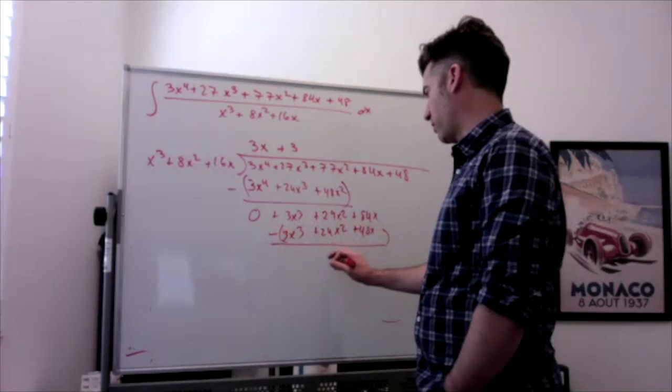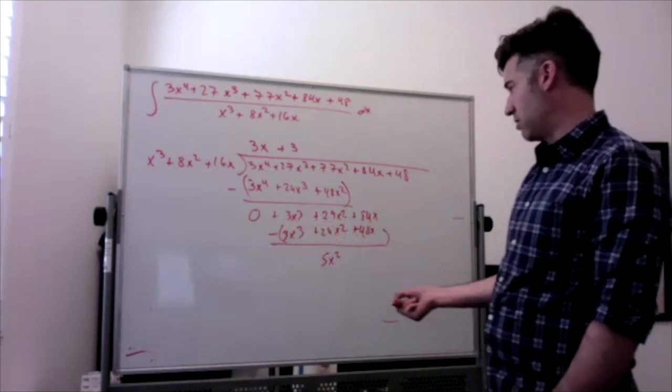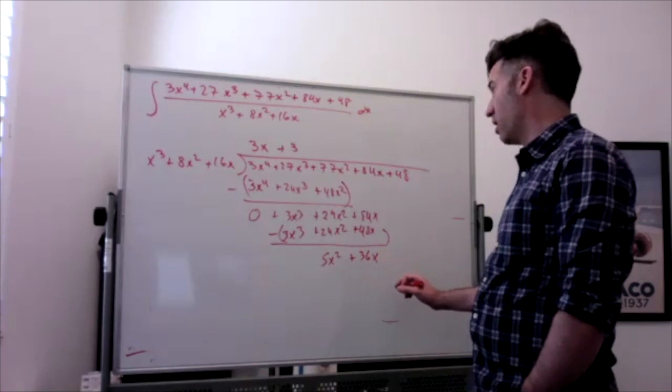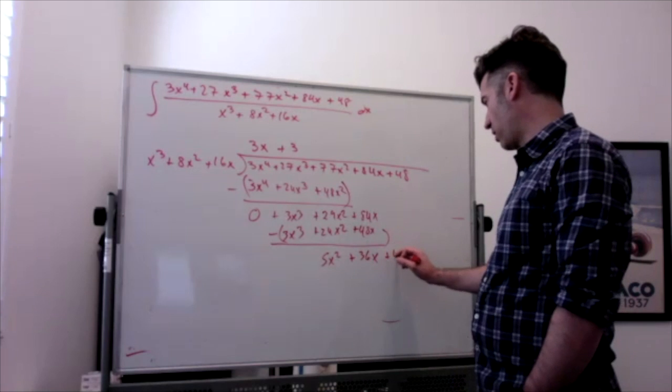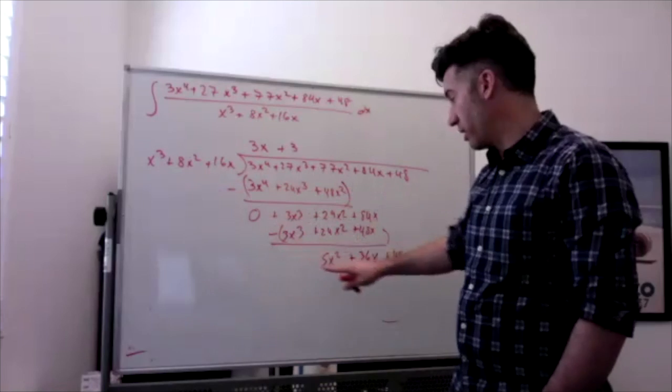29 minus 24 is 5x squared. 84 minus 48 is going to be 36x. And then bring down the next one, plus 48. Okay. x cubed plus 8x squared plus 16x does not go into that.